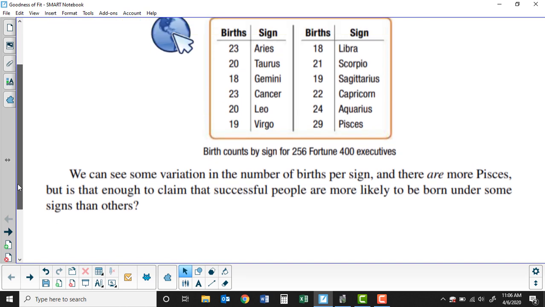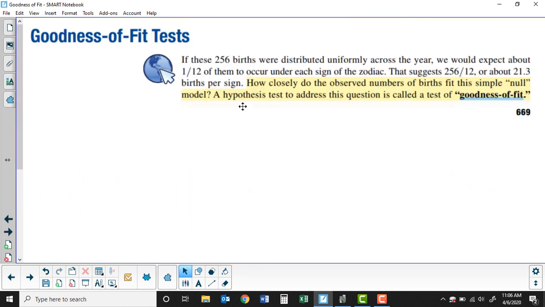But is that enough to claim that successful people are more likely to be born under some signs than others? All right. So the first type of chi-squared testing that we're going to be talking about is goodness of fit. That's the only one that's going to be addressed in this video. There's also one for homogeneity and one for independence. Those videos will follow soon.